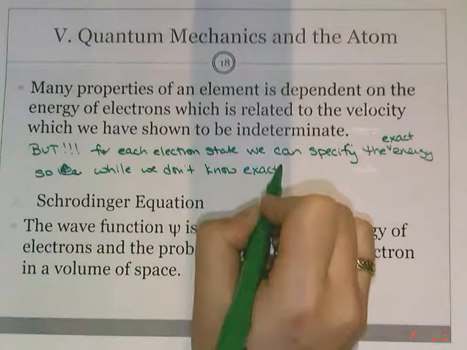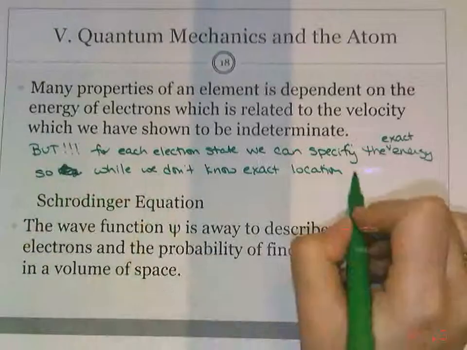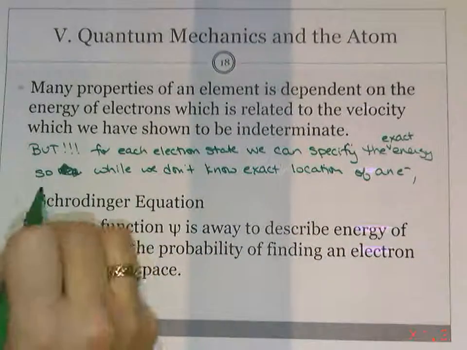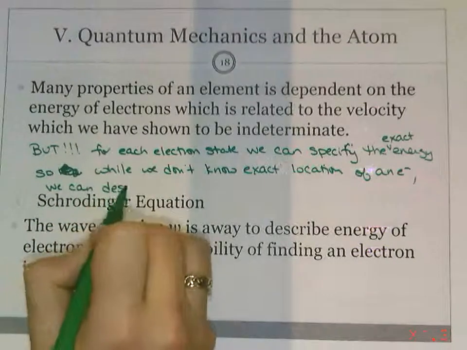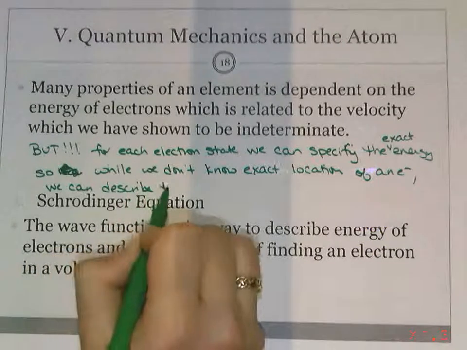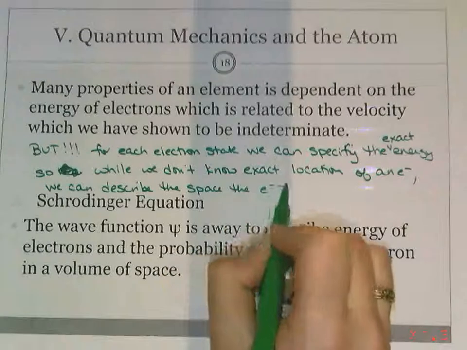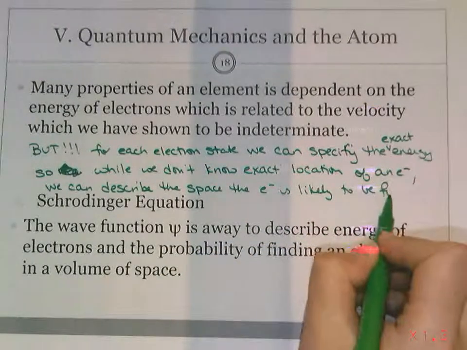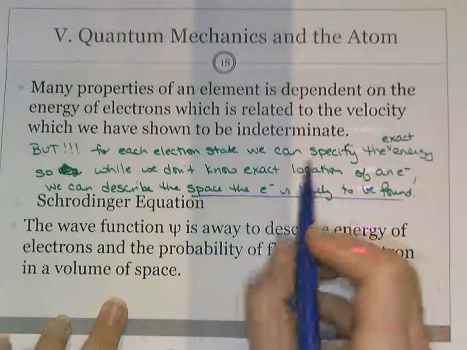So while we don't know the exact location of an electron, we can describe the space the electron is likely to be found. And that space where the electron is likely to be found, we call that an orbital.